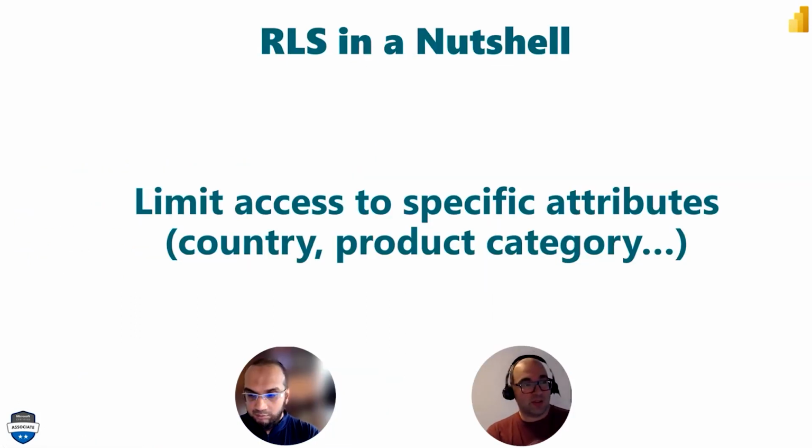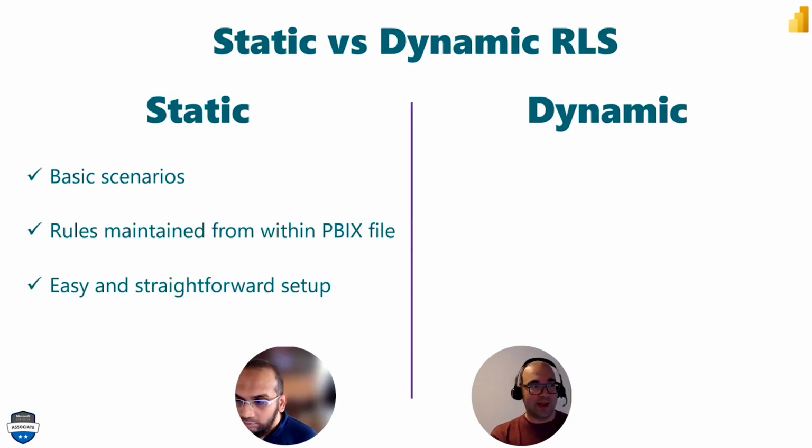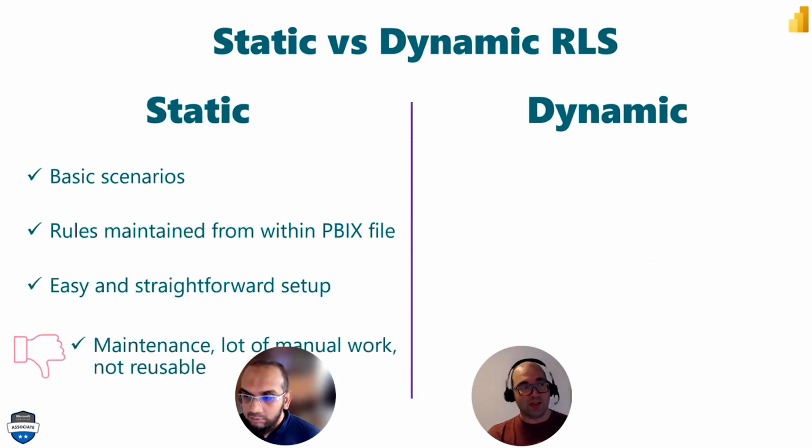Row level security and object level security, I need to just provide you with a high level overview here. Row level security essentially enables you to limit the access to specific attributes of your semantic model. Think of attributes like a specific country, specific product, or specific color, or whatever. There are two types of row level security in Power BI: static and dynamic. Since you will not be tested on static, I just listed their use cases and their downsides.